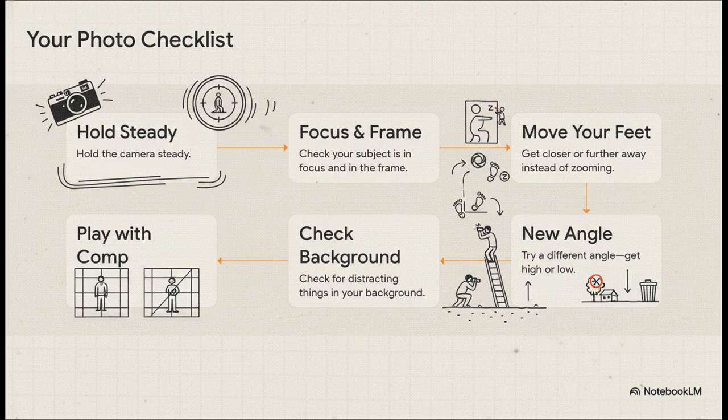3, and this one is a total game changer. Move your feet. Don't just zoom in. Physically walking closer or farther away makes a huge difference. 4, change your perspective. Get down low to the ground or find something to stand on to shoot from up high. 5, glance at your background. Is there anything distracting back there? And finally, number 6, play with that composition we talked about. Seriously, try not putting your subject right in the dead center. It's almost always more interesting.